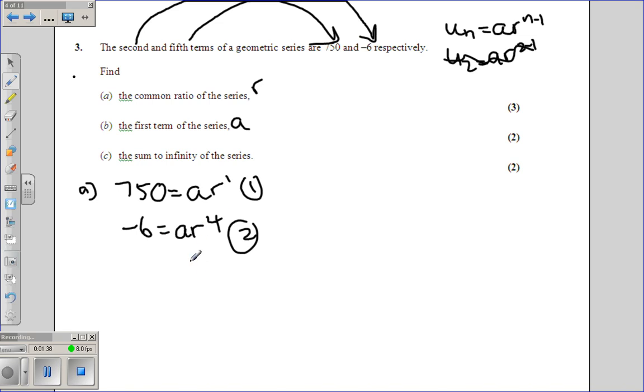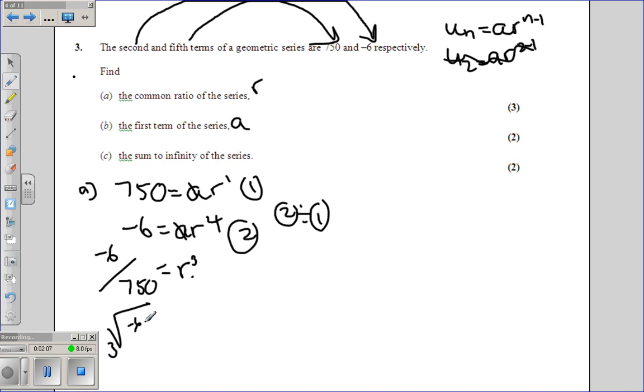With these types, you always divide, and then the A's will cancel out. Much better to do number 2 divided by number 1. I know it won't be very nice here, but you'll end up with a positive power. So R^4 divided by R to the 1 is R cubed. This divided by this, I'm not going to work it out, it's just that. That should be cubed here. So to get R, we need to find the cube root of negative 6 over 750. And that ends up being negative 0.2. So that's what R is.